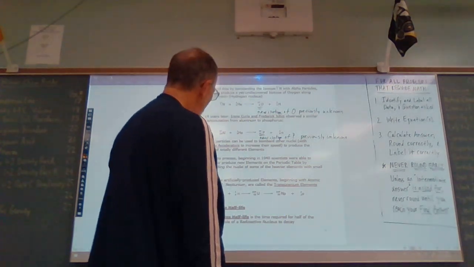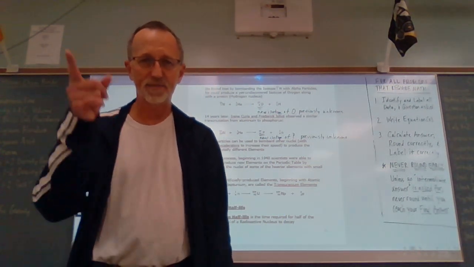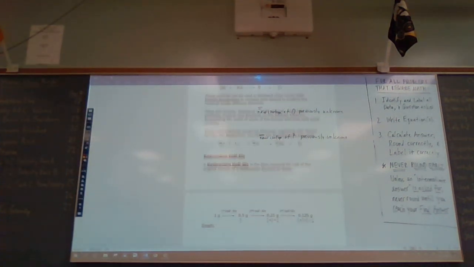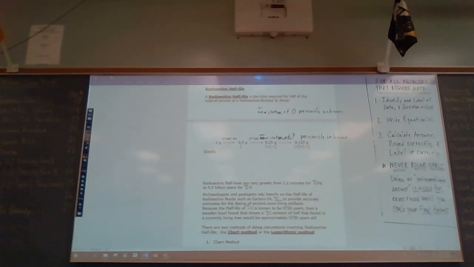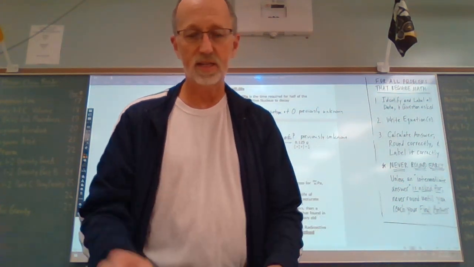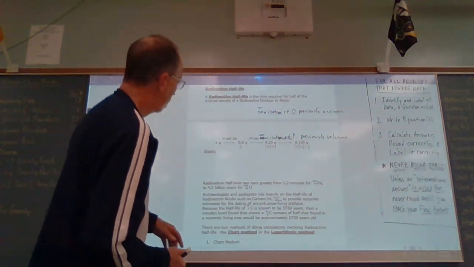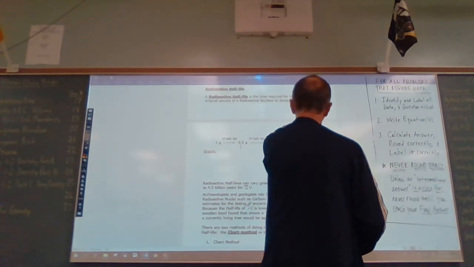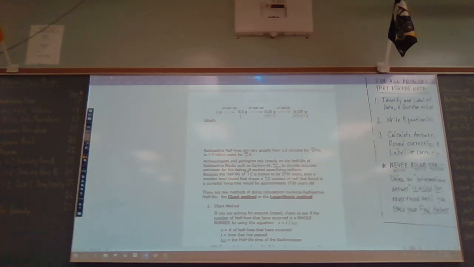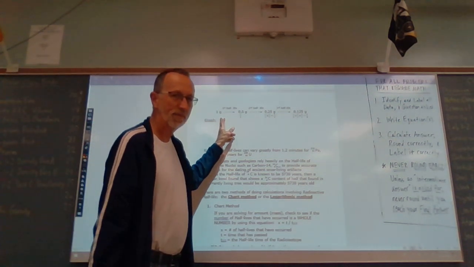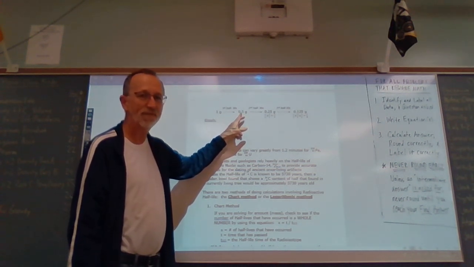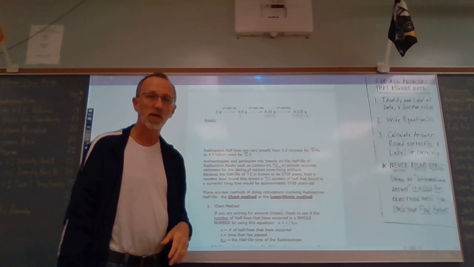Okay, so let's talk briefly about half-life. A radioactive half-life is the time required for half of an original sample of a radioactive nucleus to decay. So here on the next page, if we start with 1 gram of a radioactive isotope, the time it takes for that gram to be cut in half to a half a gram is the amount of time that we call a half-life.